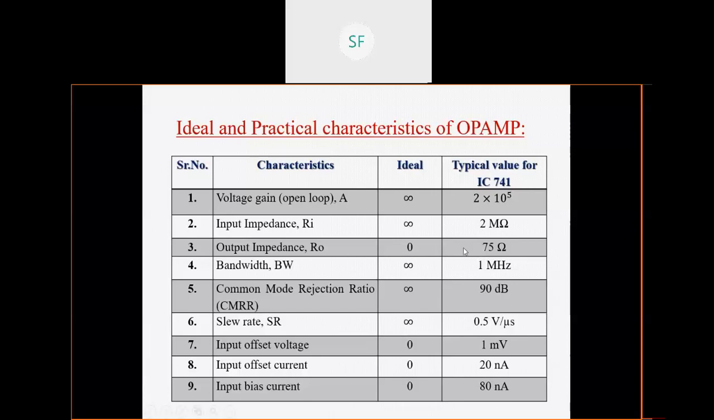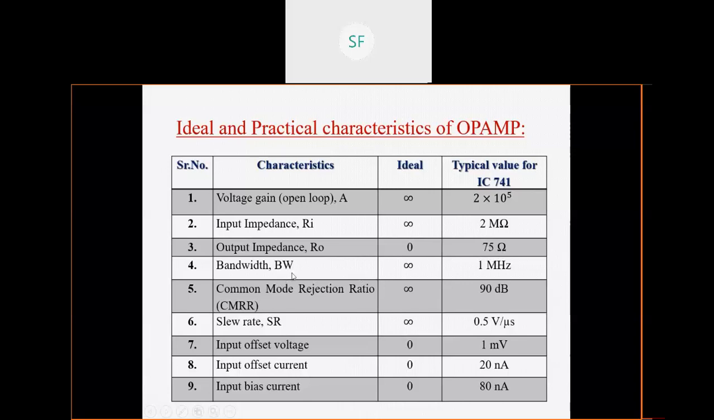Okay. So 2 mega ohm is nothing but 2 into 10 to the power 6. That means, you can see, it is 20 lakh, 20 lakh ohm. This is a very high input impedance. Output impedance should ideally be 0, because we want output impedance to be as minimum as possible. And for IC741 it is 75 ohm.